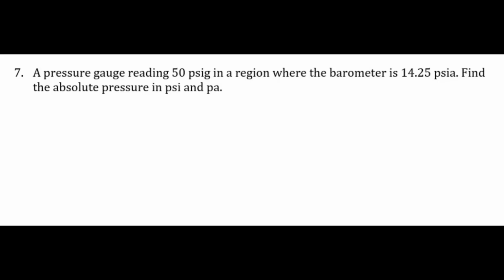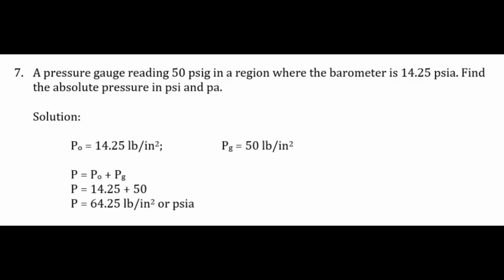Exercise number 7. A pressure gauge reading 50 psig in a region where the barometer is 14.25 psia, find the absolute pressure in psi and Pascal. Writing the given. Using the formula that absolute pressure is equal to the sum atmospheric and gauge pressure. Substitute the given values, so we have 64.25 pound per inch squared, or psia.